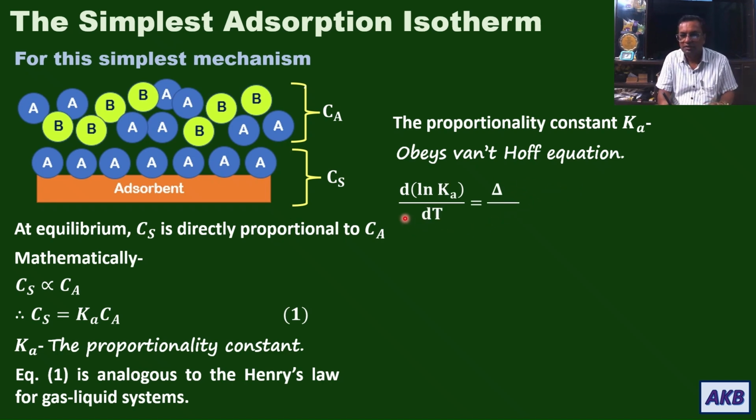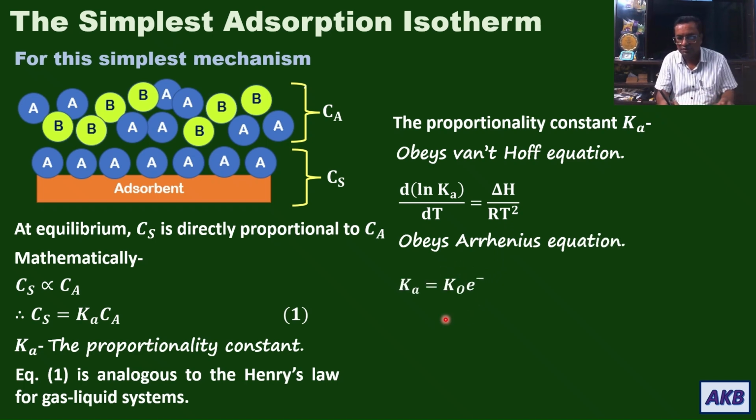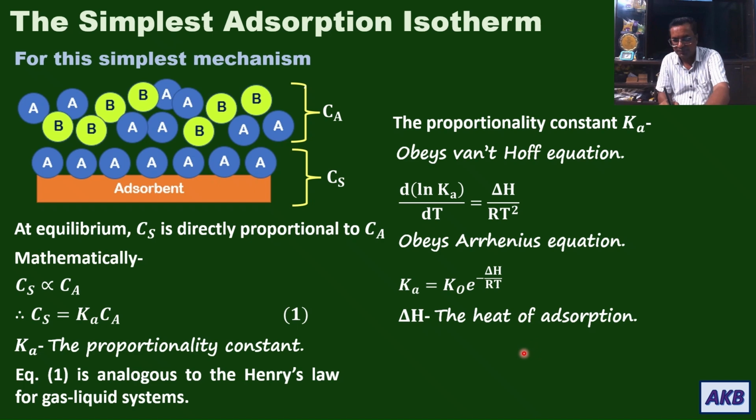What is that equation? The equation is d of ln Ka by dT is equal to delta H upon RT square. The proportionality constant also obeys the Arrhenius equation. What is that? Ka is equal to K naught e raised to minus delta H by RT. So for the simplest case, the proportionality constant obeys the Van 't Hoff equation and the Arrhenius equation. In this case, delta H is the heat of adsorption.